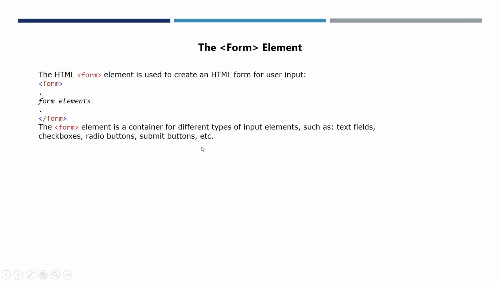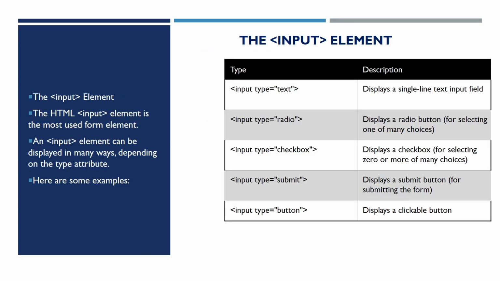Now the form element is used to create an HTML form for user input. So maybe you want to accept user input like a login form, a contact form, or a user registration form. We are going to use the form elements. And then we have various inputs that we put in the form element. We have input type text, radio, checkbox, submit, and then input type button. We are going to look at what all these do, but there is a brief description of what they do.